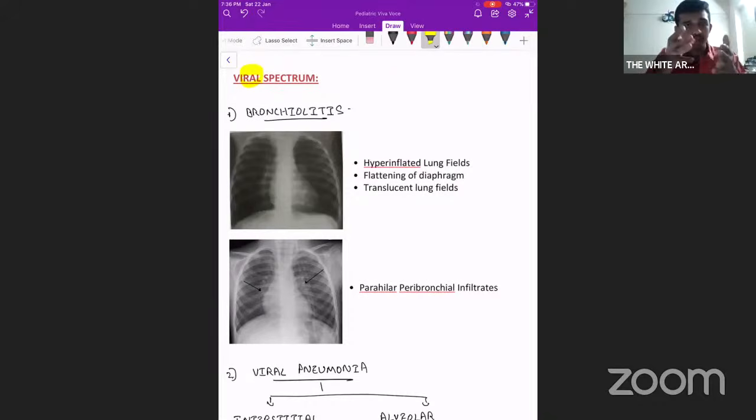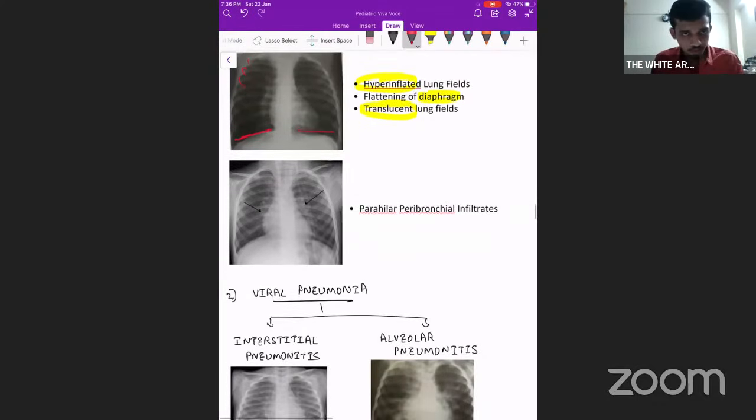Because of the narrowing of the airway, there will be some amount of obstruction and air trapping, so there will be generalized bilateral hyperinflation of the lung. Once the lungs are hyperinflated, the diaphragm will obviously be pushed down, along with translucent lung fields. You will see more than 8 spaces if you count, so it is hyperinflated lung fields along with flattening of the diaphragm. This might be one of the pictures.